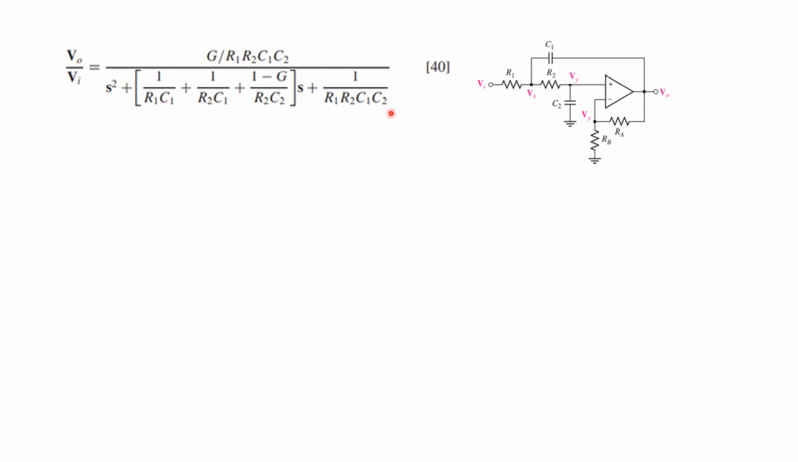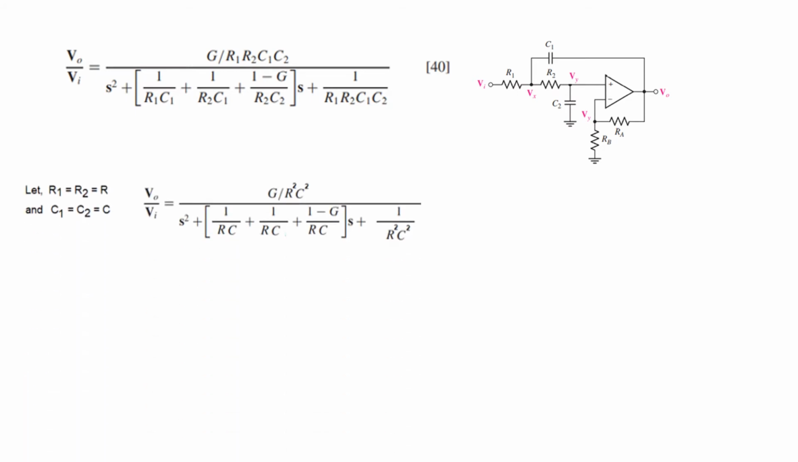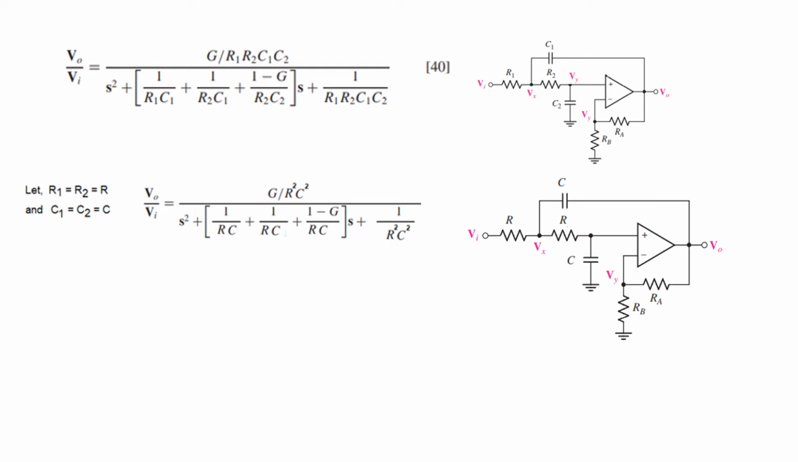Now I will further simplify this, and we'll take R1, R2 equal to R, and we'll also assume that C1 and C2 are equal to C. So plugging in or replacing R1, R2 by R, we get this relation here. So this is now a slightly simplified form. And so we replace all the R1, R2s with R, and all the C1, C2s with C. So this is the new circuit.